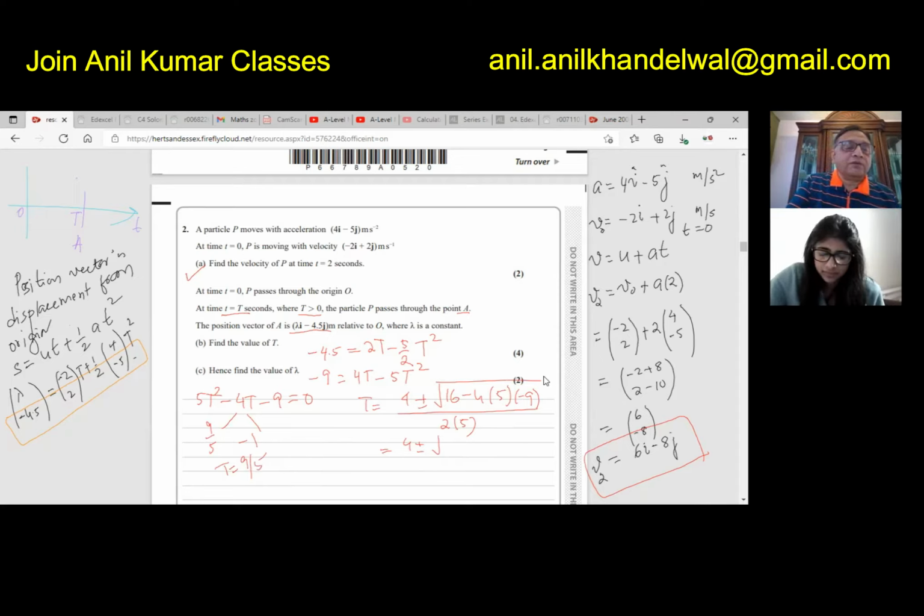And now we can find the value of lambda using the i component. This is a nice question. Yes, a beautiful question. So we have lambda equals minus 2t plus half times 4, which is 2t squared. Is that clear to you? So plug in t as 9 by 5: minus 2 times 9 by 5 plus 2 times (9 by 5) squared.